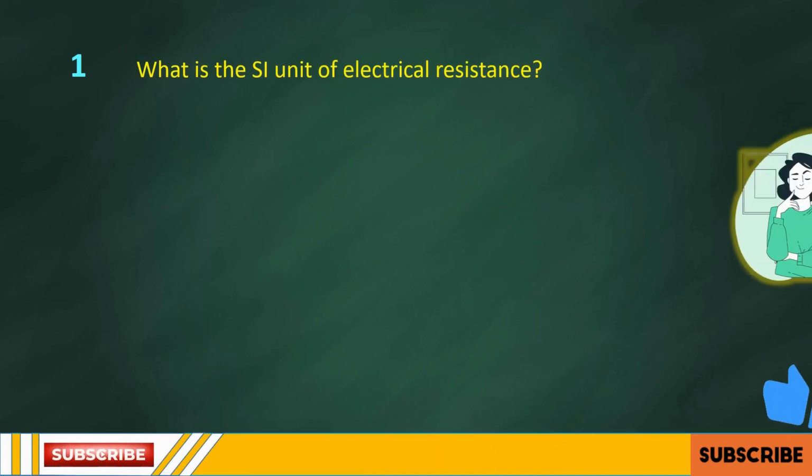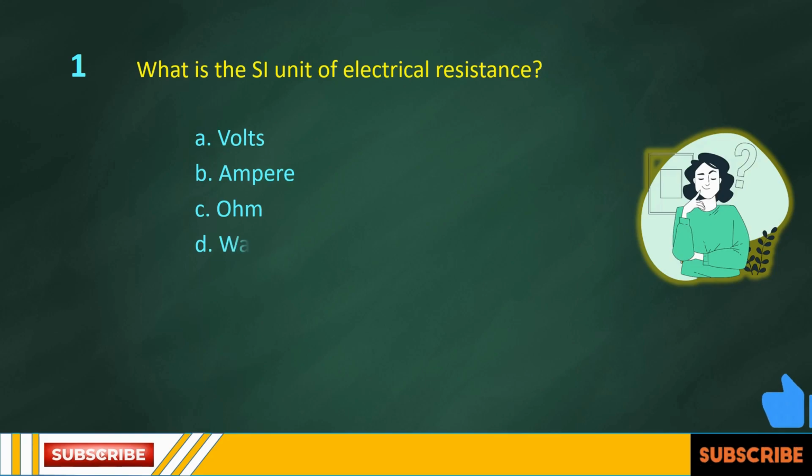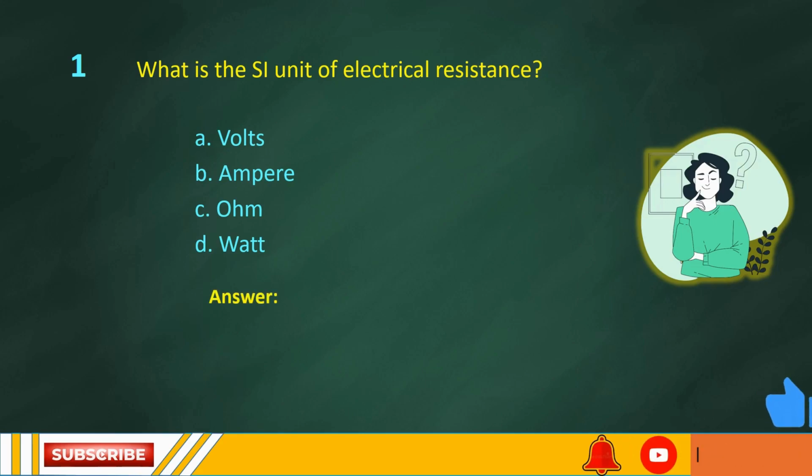What is the SI unit of electrical resistance? A. Volts. B. Ampere. C. Ohm. D. Watt. Answer is C. Ohm.